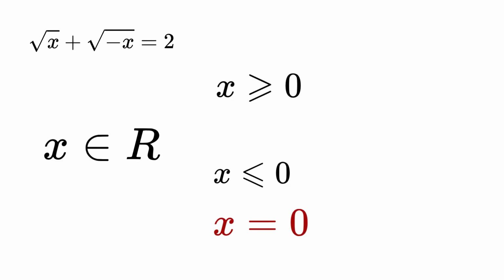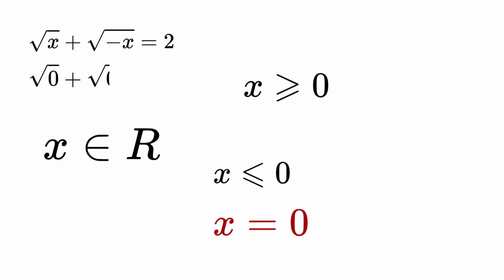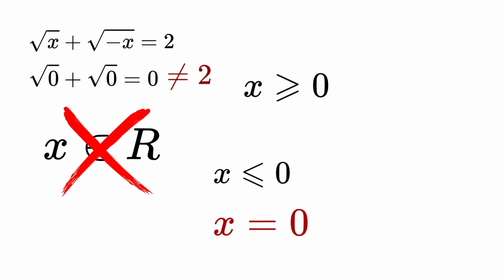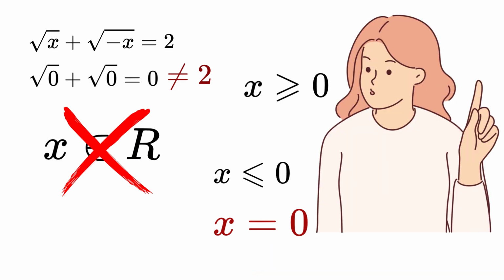But clearly, x equals 0 does not satisfy this equation, because we know square root of 0 plus square root of 0 equals 0, and 0 does not equal 2. So there are no real solutions for x. Now, what do we do now? Is the video over? No, not yet. We still have another world to explore, the complex world.